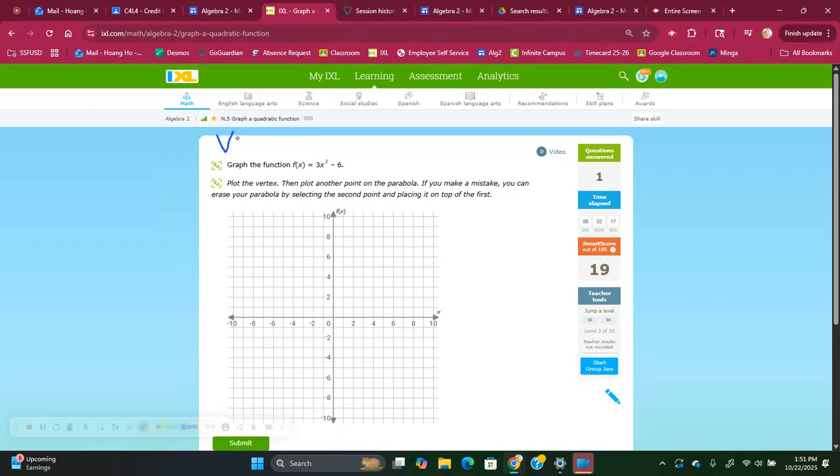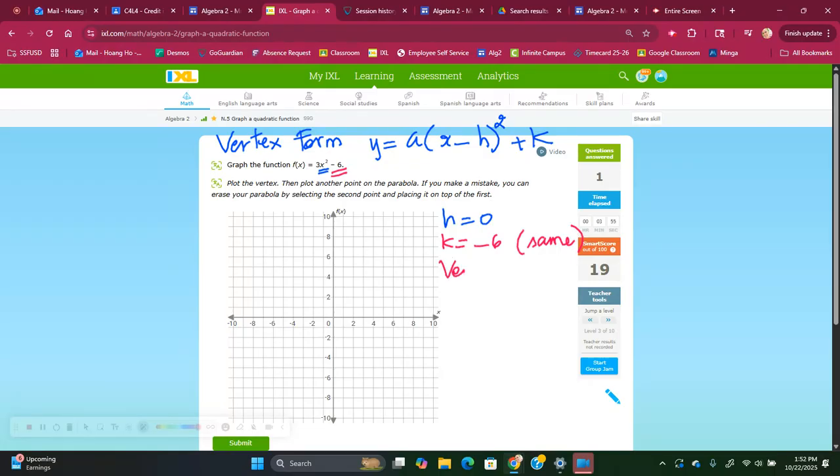Let's rewrite the vertex form. Vertex form: y equals a times (x subtract h) squared plus k. Okay, so again, let's find the h first under the square part. You can see on the square part you have only x squared. You don't see anything about h. So what does it mean? It means h equals 0. Now let's find the k. The outside number is -6. So the k is exactly -6. Make sure you take the same number, okay? So your vertex should be (0, -6), okay?